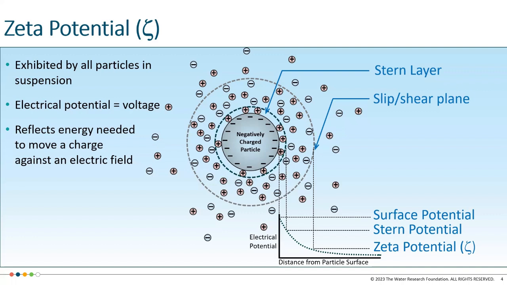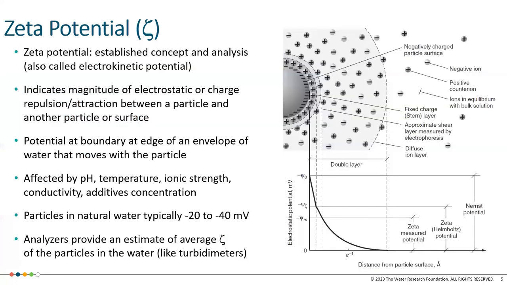So it's important to note that zeta potential is a well-known and established concept in analysis. It has been used widely in industries such as consumer products and pharmaceuticals, often to keep emulsions or other suspensions stable. Paints come to mind in keeping them stable so they don't aggregate. And of course, in water treatment, we're looking for the complete opposite. We're looking for aggregation and deposition.